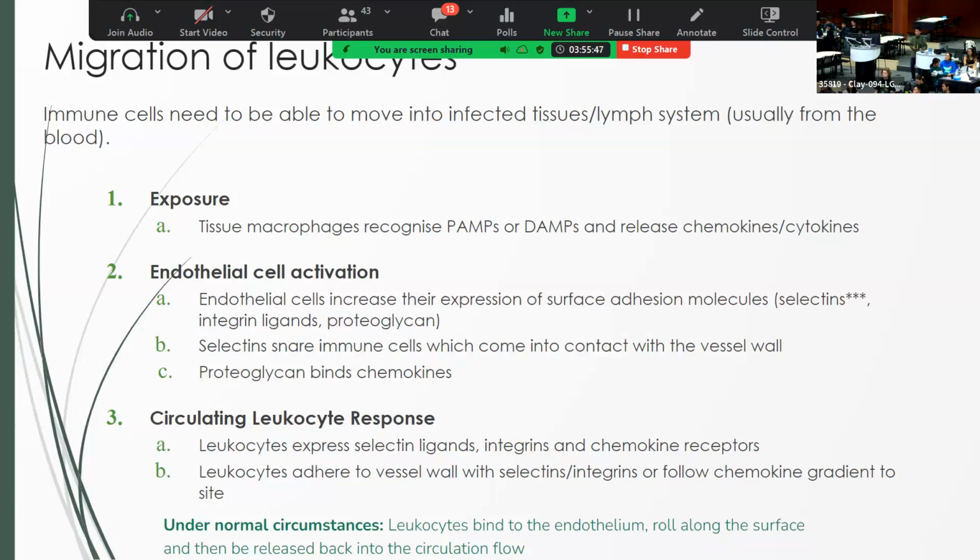And once it comes in, it adheres to the wall and follows the chemokine gradient that we're talking about. So it really can pinpoint the site of injury. Under normal circumstances, obviously you don't want macrophages coming in to do all that damage. So the white blood cells just bind and roll, and because there's no upregulation of the selectin and integrin, they just keep rolling and go back to circulation.